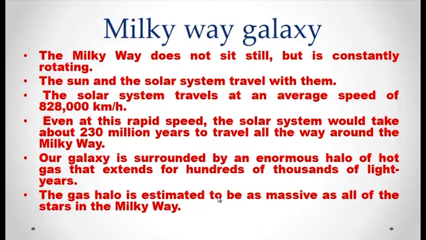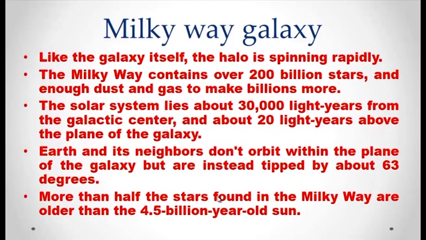Our galaxy is surrounded by an enormous halo of hot gas that extends for hundreds of thousands of light years. The gas halo is estimated to be as massive as all of the stars in the Milky Way galaxy. Like the galaxy itself, the halo is spinning rapidly. The Milky Way contains over 200 billion stars and enough dust and gas to make billions of stars more. So the Milky Way galaxy is still producing stars.